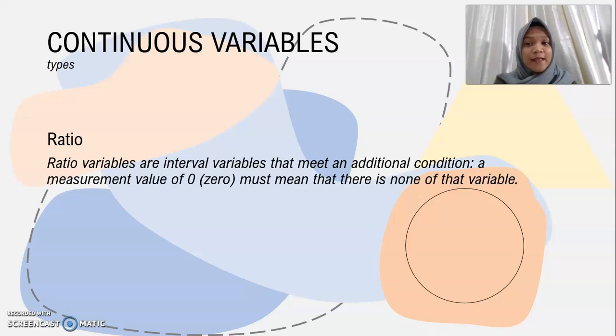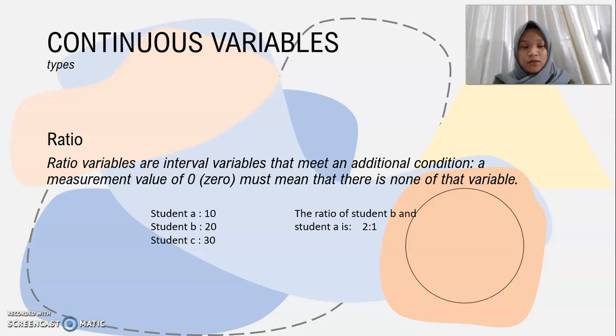We can use the same example as interval. Still the same, student A gets 10, student B gets 20, student C gets 30. But the way we measure them is by ratio: the ratio of student B and student A is 2 to 1. And also if we see the ratio of student C and student B, it is 30 and 20, so it's 3 to 2. The difference is the same. That's why they are equal and static.